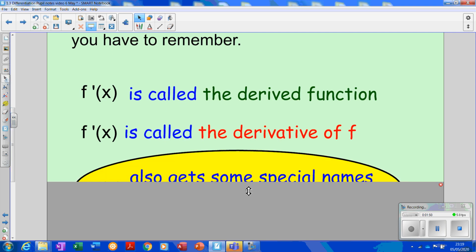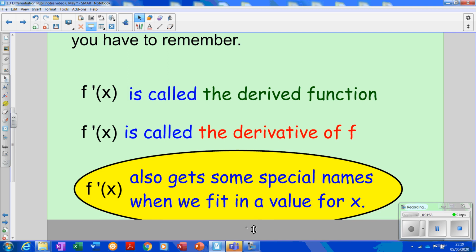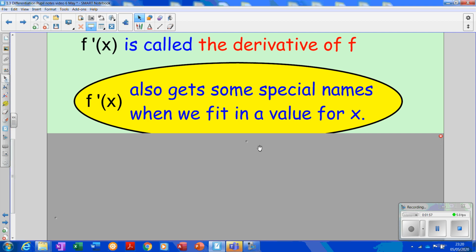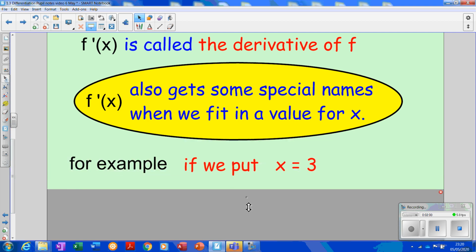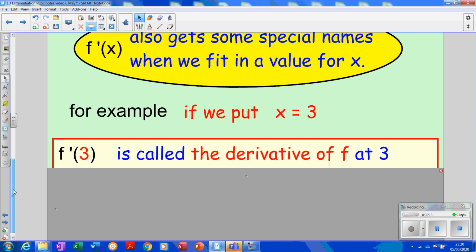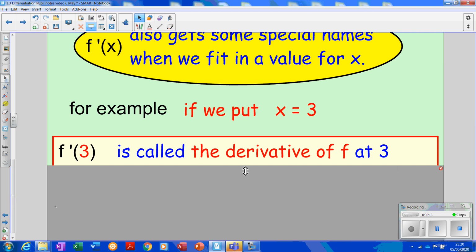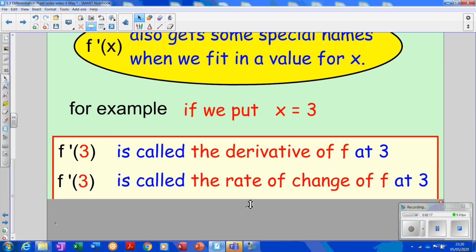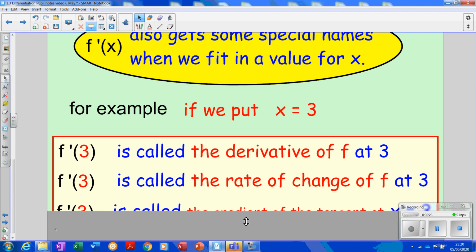It could be special names when you put a value for x into it. You could be asked to find a formula for f dash 3. That is called the derivative of the function at 3, and it just means whenever you see x, you substitute in 3. And the other one is if you are asked to find the rate of change of a function at 3, then you're doing f dash 3. You'll get used to all of those things because I've not really told you what the function is yet.